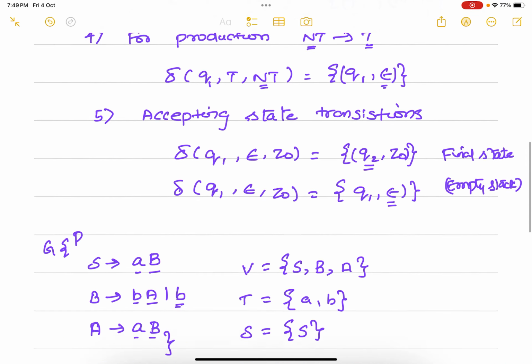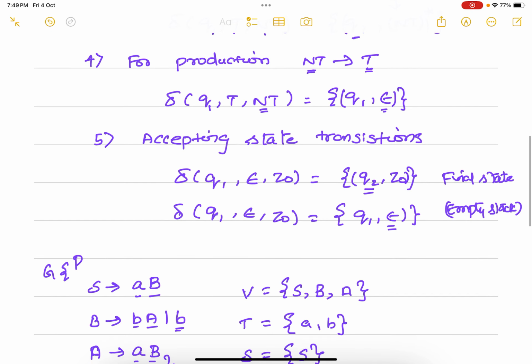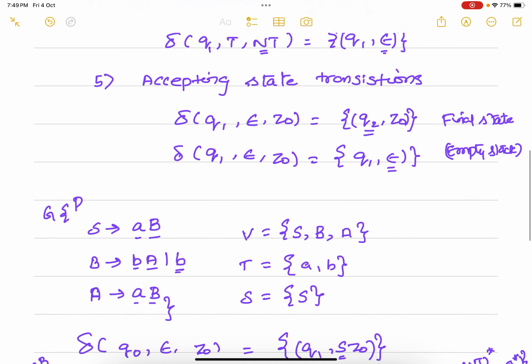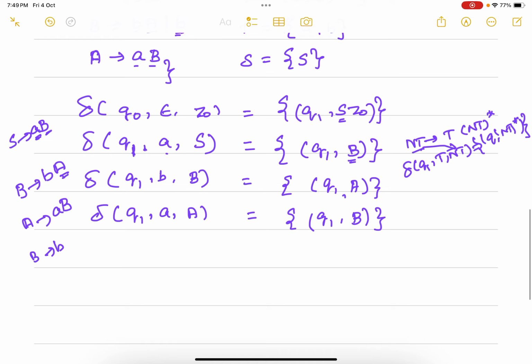This comes under rule number 4. What is rule number 4? On the right hand side you have to include epsilon. So you will have delta of Q1 comma B comma capital B is equal to Q1 comma epsilon. And finally, this is the start symbol production. The first one is the start symbol production.